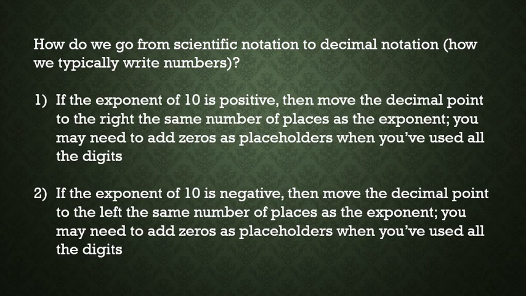It gets done one of 2 ways. If the exponent of 10 is positive, then you're going to move the decimal point to the right the same number of places as your exponent. And you may need to add some zeros in at the end as placeholders until you've used up all of your number of moves. If the exponent of 10 is negative, you're going to move the decimal point to the left the same number of places as your exponent is. And you also may need to add more zeros as placeholders when you've used up all of the digits in your number.